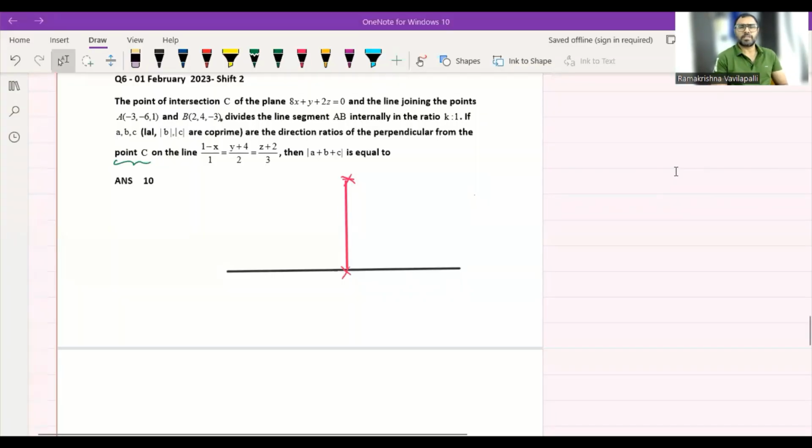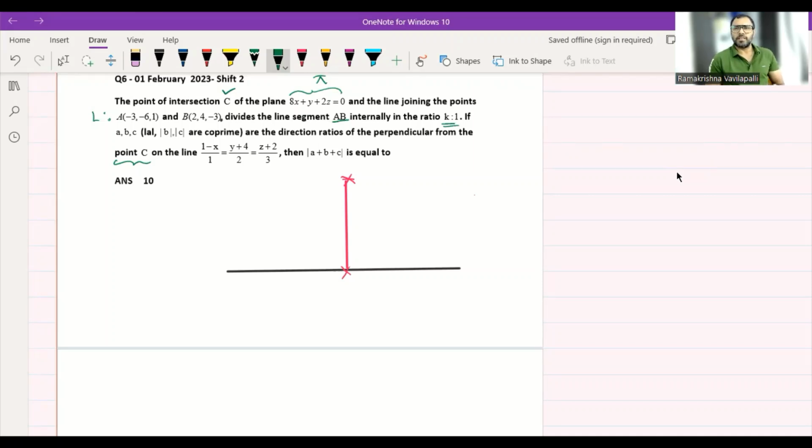So here the question they have asked in a different way, but the intention of this question is the point of intersection of line and plane. Here you see the point of intersection C of the plane and the line L divides the line segment AB internally in the ratio K is to 1. So definitely the point of intersection of line and plane will divide the line in some ratio.